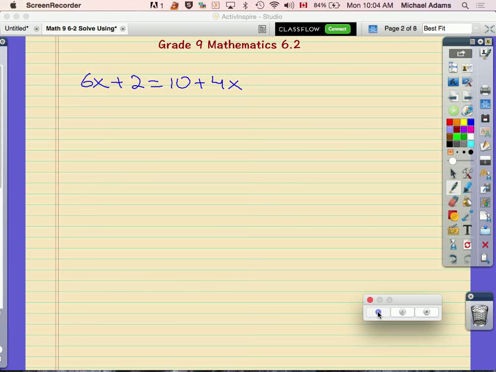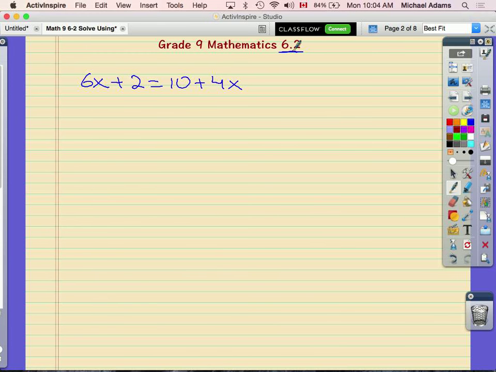Today we're going to work on lesson 6.2, and we're going to take a look at solving equations where we have variables on both sides of the equation. But before we get started, let's remember that in an equation, there's always two sides. We have the left side and the right side. Because there's an equal sign right here, that tells us that the left side is equal to the right side. So if we think in terms of a balance, that means the left side has to balance the right side. So now we're going to try and solve this equation.